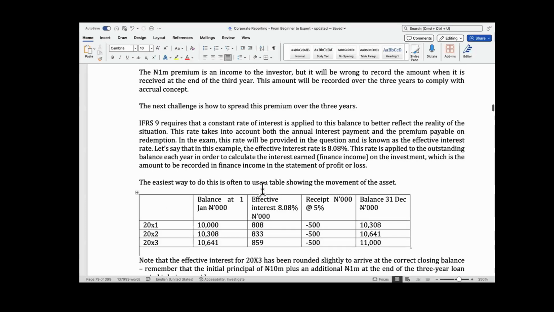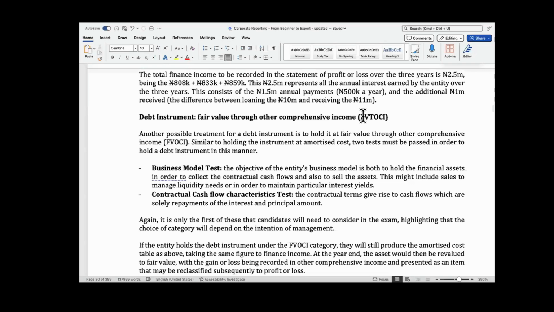So still on debt investments, another classification is fair value through OCI. Okay. And for you to classify at fair value through OCI, again, we need to look at the business model tests. We need to also look at the contractual cash flow characteristics tests. Okay. So for the business model, your objective for holding these financial assets is that you want to collect contractual cash flows, that is interest and principal, and also to sell. It is where the difference lies.